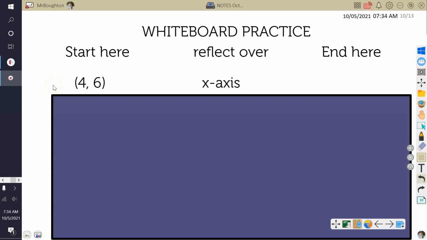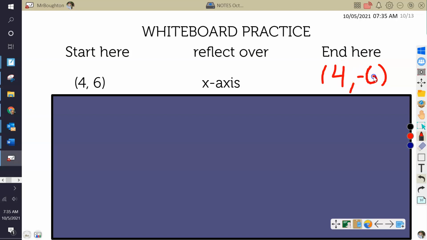So starting with this problem right here, point 4, 6, if you started here and reflected over the axis, hit pause real quickly, jot down your answer. You might already have it down. And then I'll go ahead and write the answer here as well. There you have it. You'll notice that the x is the same and the y is the opposite.